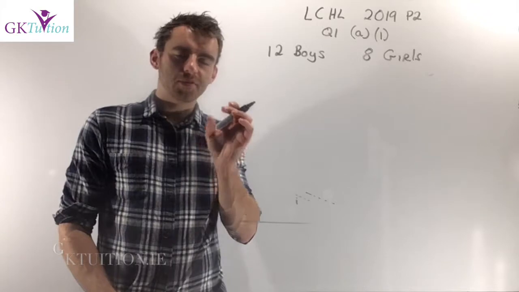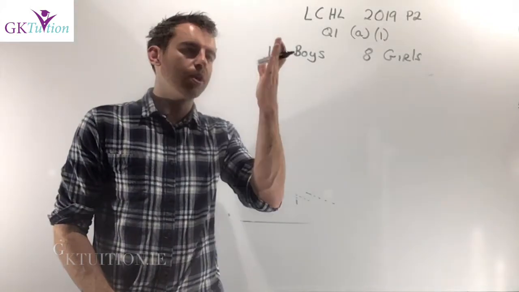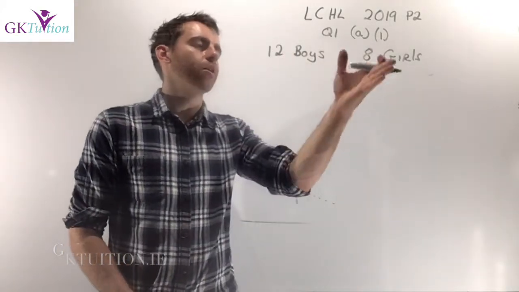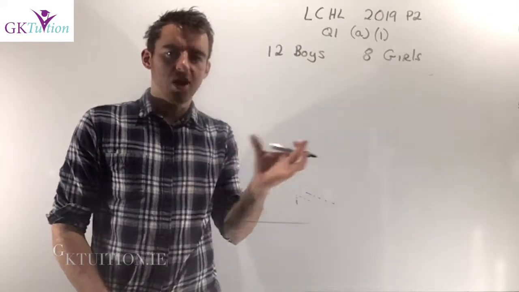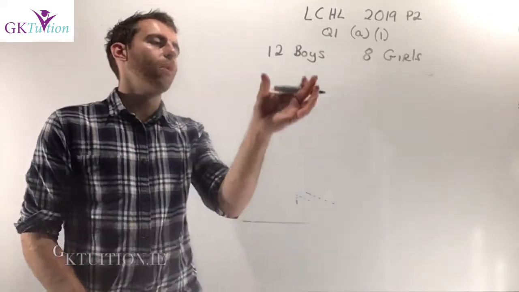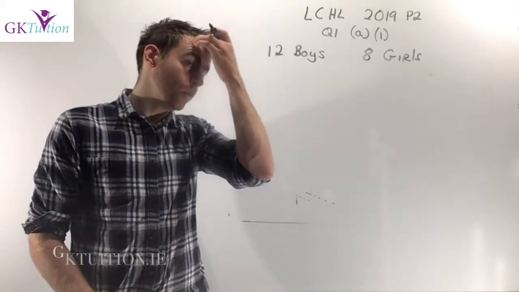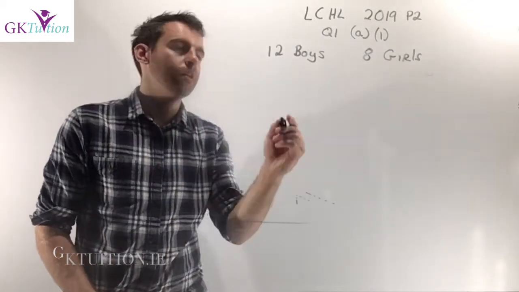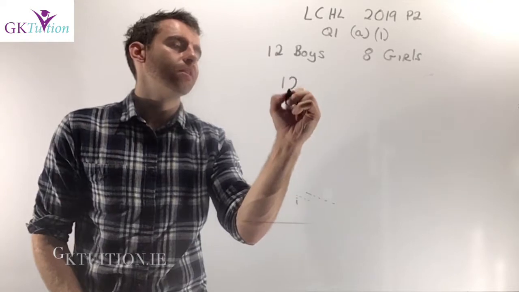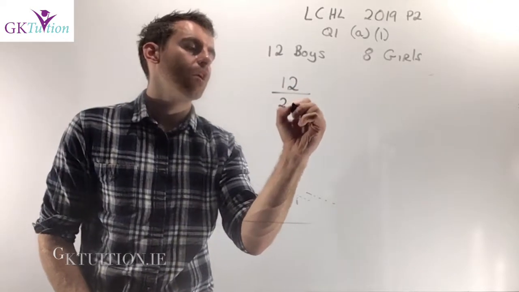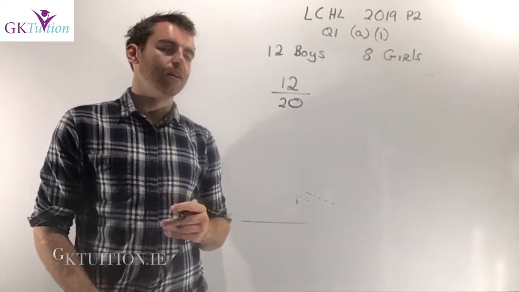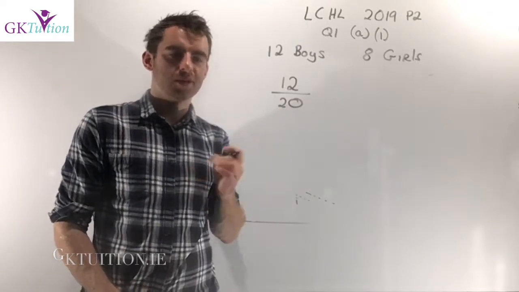So you have to realize here that there's 2 scenarios. You could pick a boy and then a girl, or you could pick a girl and then a boy. Let's just accommodate for one of them first of all. The probability that the first person that you pick is a boy, well, there's 12 boys and in total there's 20 people in the class. So the probability of choosing a boy from the class would be 12 over 20. That's the chances that the first person you pick is a boy.